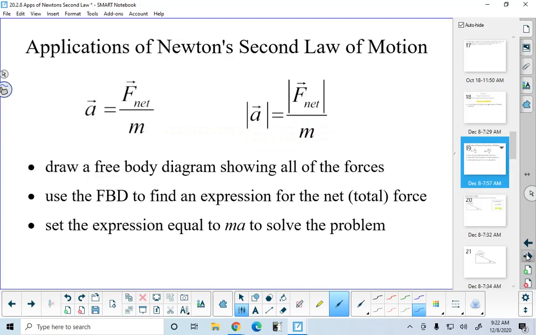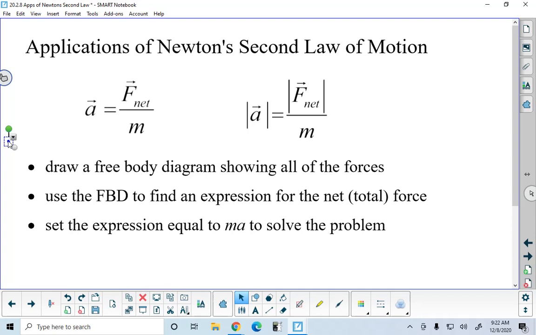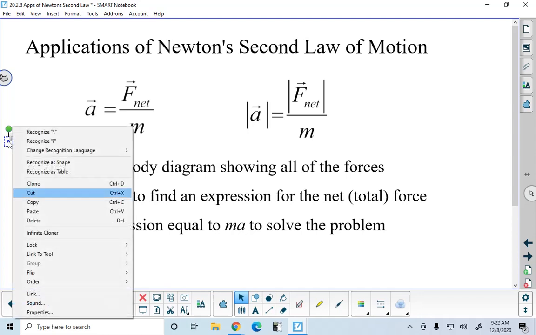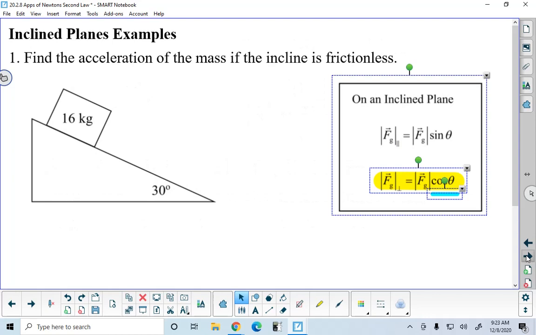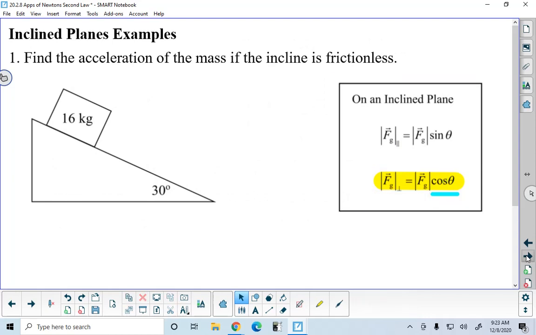The examples that we're going to look at today will involve inclined planes, but I want to point out to you that what I've told you about how to solve problems using F net equals ma is you must draw a free body diagram and use that to determine the net force, or to determine an expression that you can set equal to ma, because that expression is the net force. And I'm going to tie that to connect it with what Andrea talked about looking at forces in one direction and forces in the other direction.